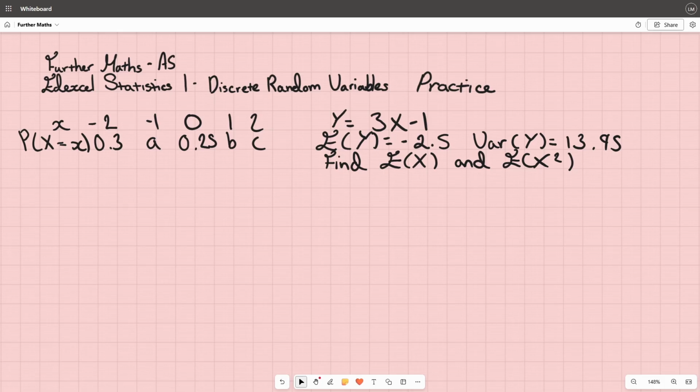Okay, so now we have a very similar question with a few more unknowns, so it looks a bit harder and it's got a few extra steps. So we're going to start off the same way, because we're given y is the discrete random variable, which is 3x minus 1. So we're going to make x the subject. So that means x is equal to y plus 1 all over 3.